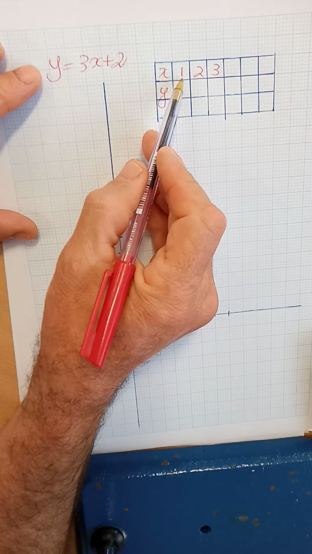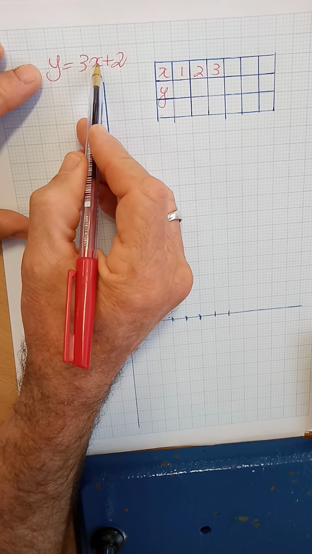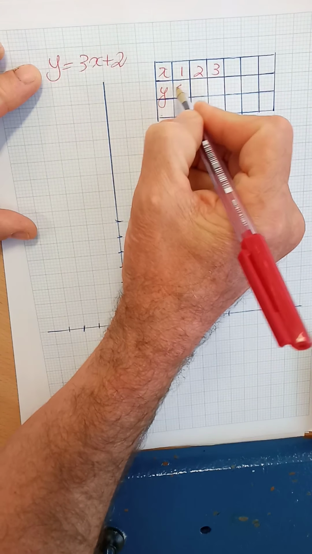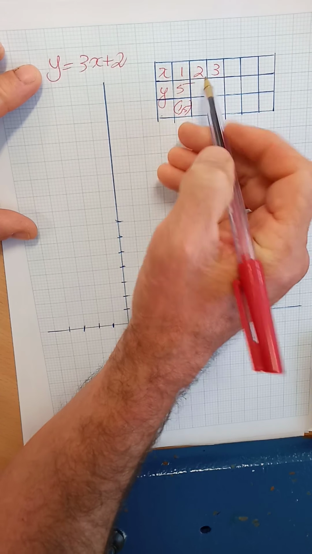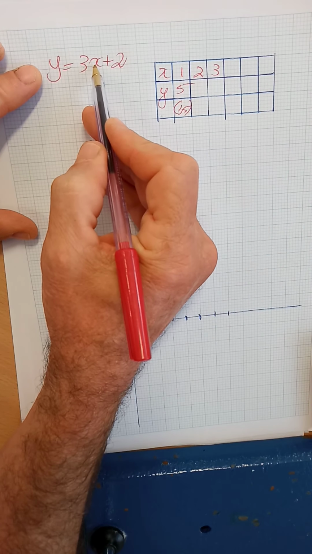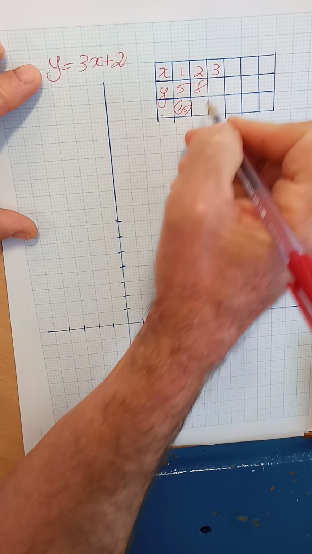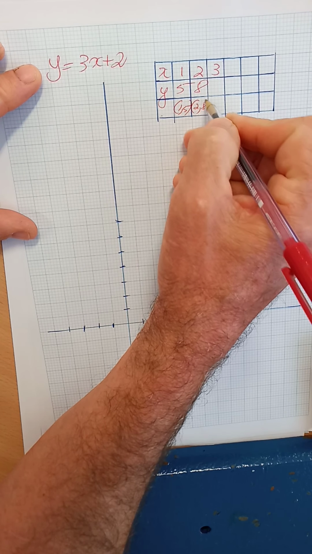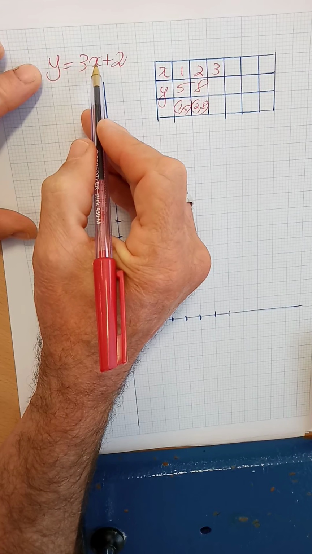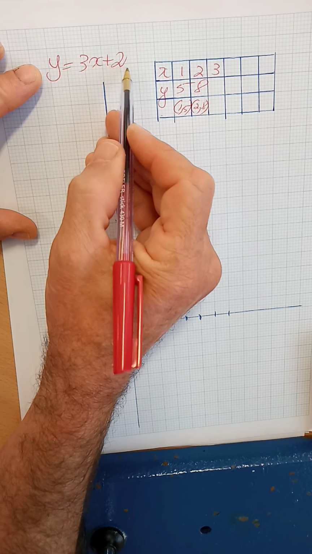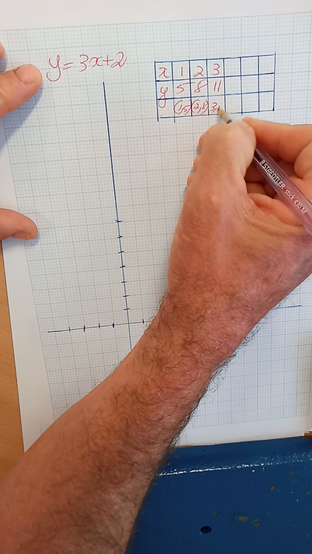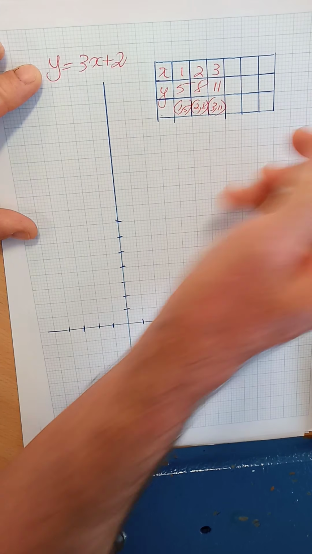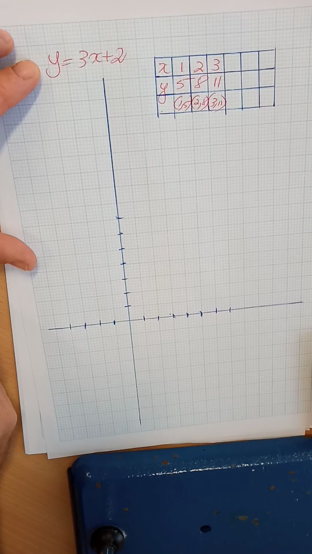So let's substitute. If x is 1, 3 times 1 is 3, plus 2 is 5. So there's my first point, (1, 5). If x is 2, 3 times 2 is 6, plus 2 is 8. There's my second point, (2, 8). And if x is 3, 3 times 3 is 9, plus 2 is 11. So there's my third point. You can do more points if you like, but you really only need 3.